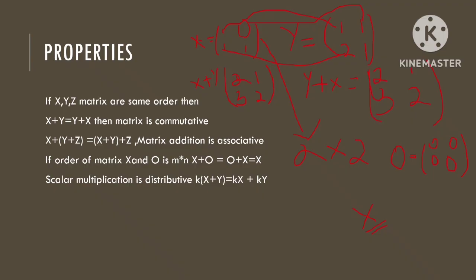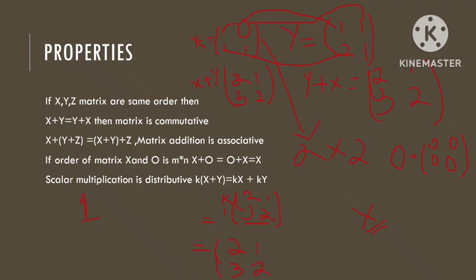Next, scalar multiplication is distributive. For example, here the scalar is K. Here the X matrix is there, here the Y matrix is there. I'm taking 1 as a scalar. First I'm going to do k times (x plus y). X plus y is already there, so x plus y is 2, 1, 3, 2. K I'm taking as 1. So again multiplying 1 with this x plus y matrix, I'm going to get 2, 1, 3, 2.